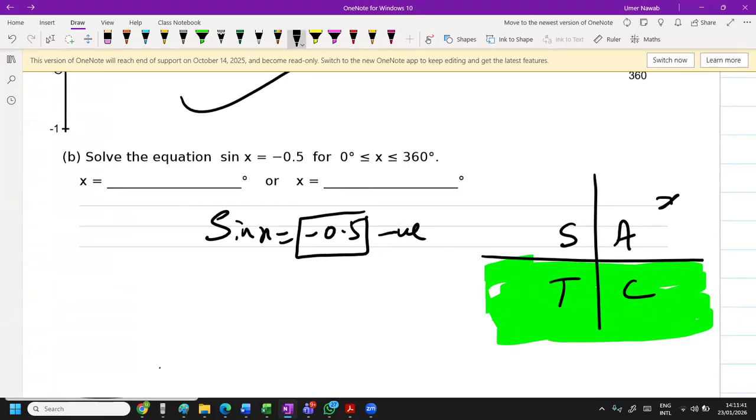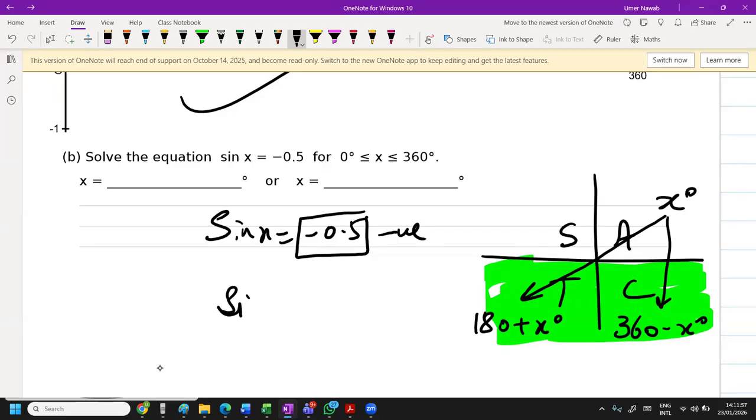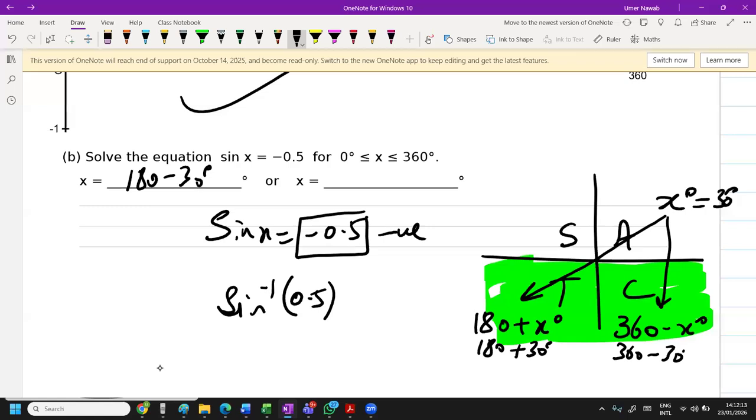But this is my x, the reference angle. If I want to shift it to the third quadrant, the formula is 180 plus x. And if you want to shift it to the fourth quadrant, the formula is 360 minus x. All right, shift sine, ignore the negative sign, just write 0.5. Calculator will give you 30 degrees. So 180 plus 30 and 360 minus 30, I will get my two answers in the same way. Clear?